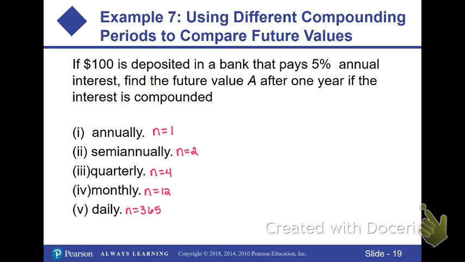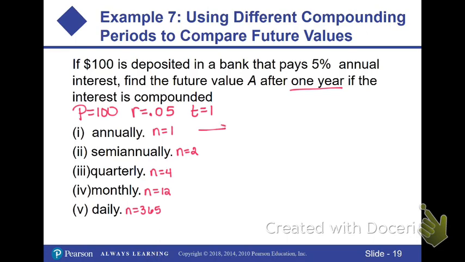Well, we already know, according to this, that the $100 is our beginning amount. 5% annual interest, so our rate is going to be 0.05. And it says that we're going to find the future value after 1 year. So that means our time is 1. So we can take all of these and plug it in to get our answer.